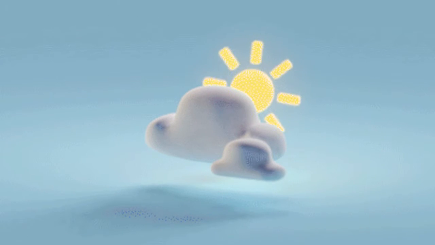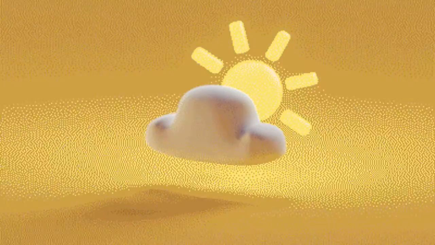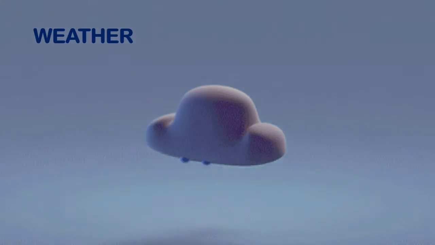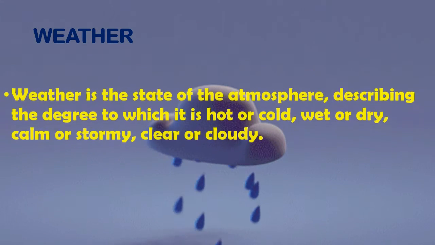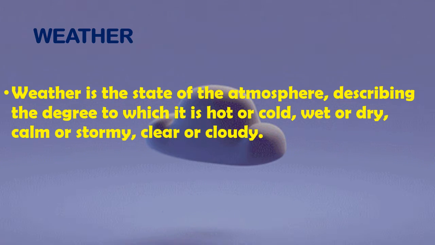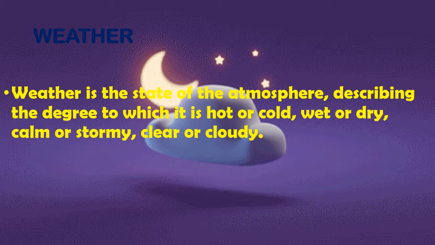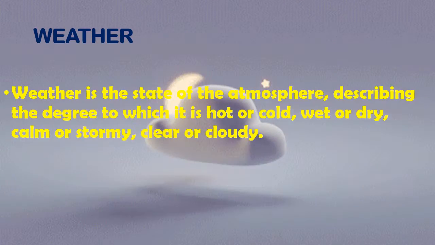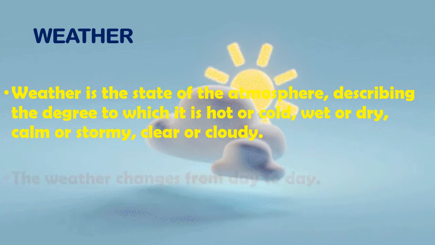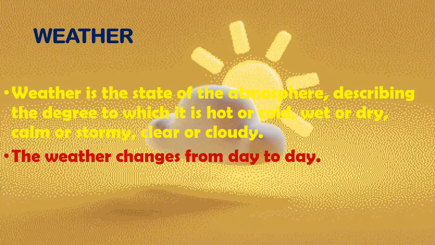Okay students, let's give a quick review to the topics that we had discussed in our previous lecture. So kids, do you remember what weather is? Weather is the state of the atmosphere describing the degree to which it is hot or cold, wet or dry, calm or stormy, clear or cloudy. The weather changes from day to day, right?